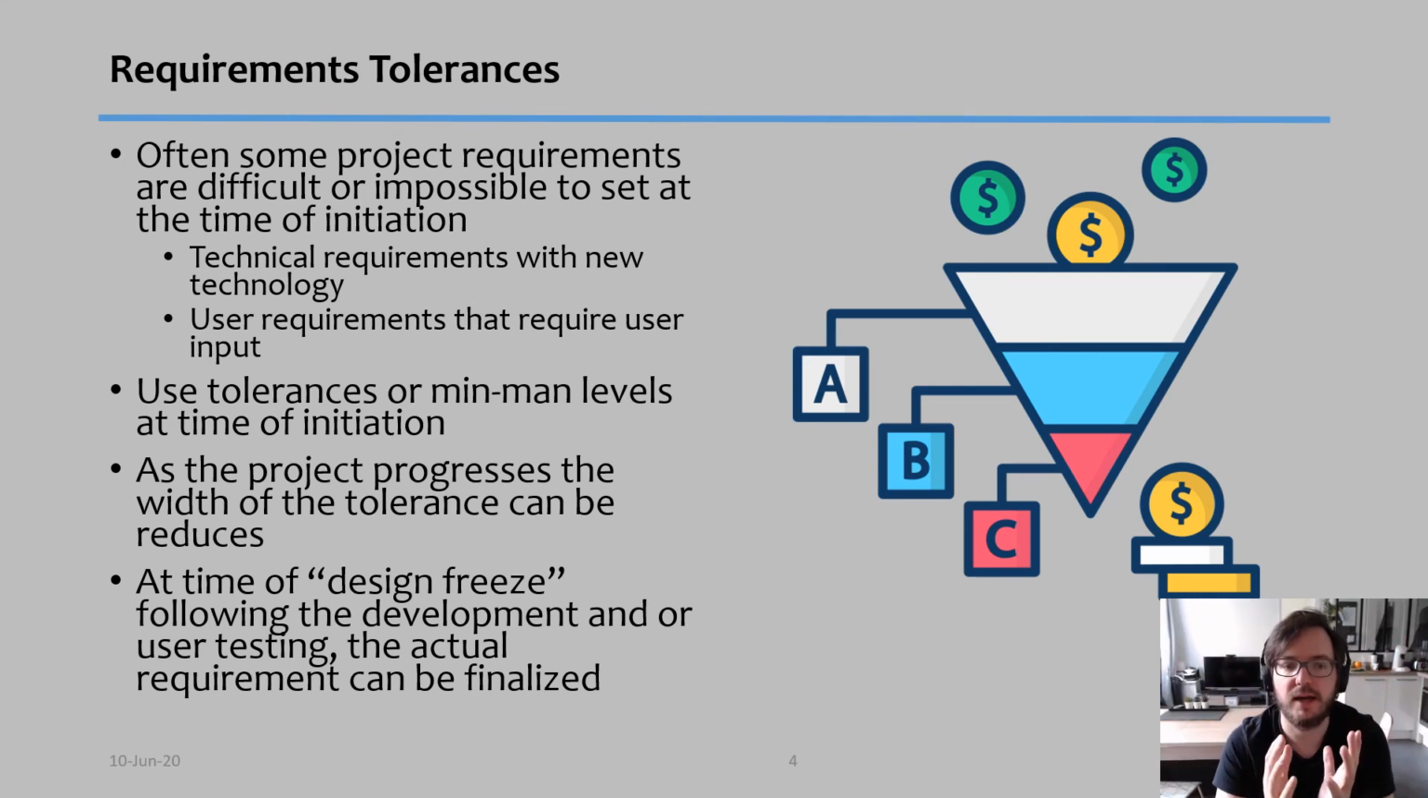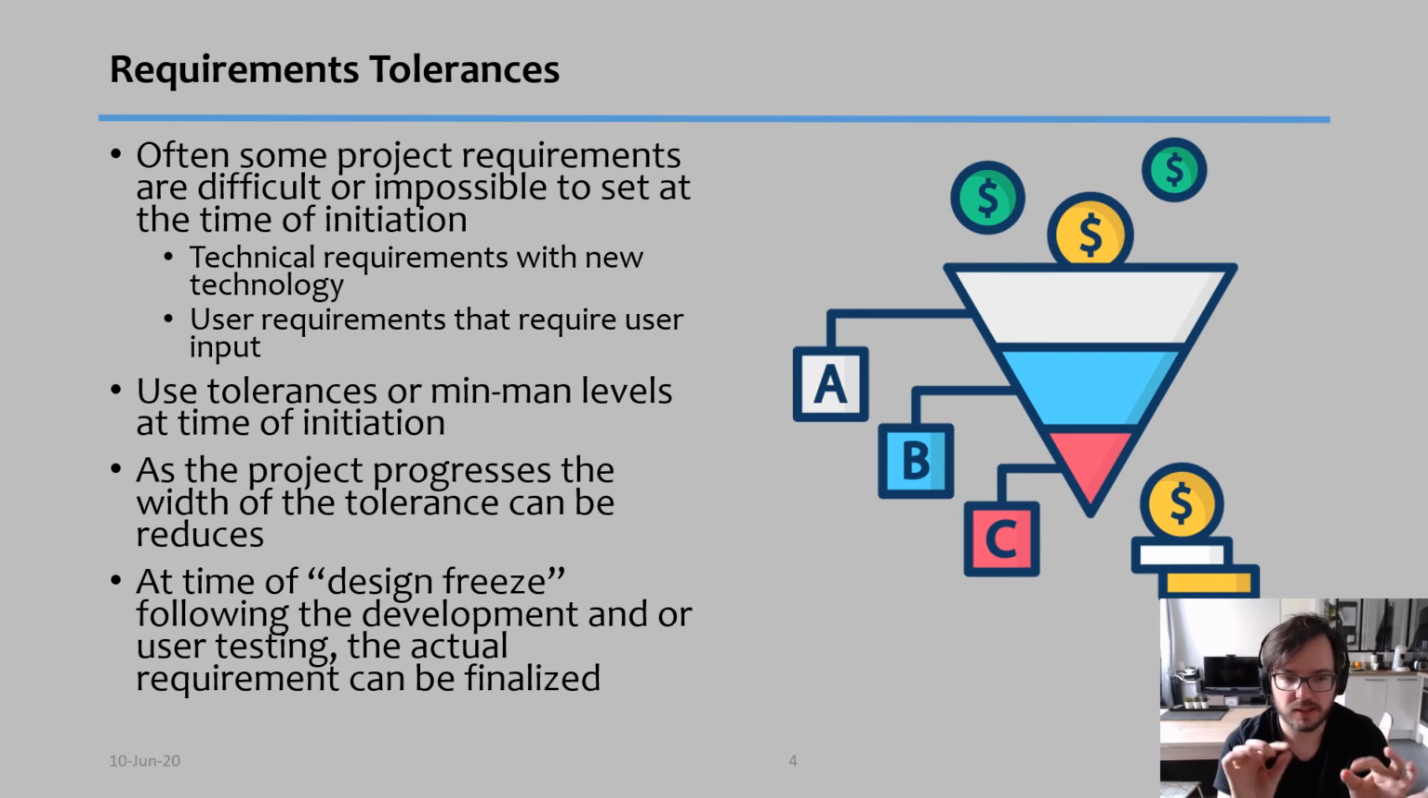And what you're doing is exactly that. You're narrowing it down. I'm giving the example of an event because it's easy to understand, but it might have to do with technical requirements, it might have to do with what the user tells you that they want. And you need to use these tolerances. We also call them min-max levels at the time of initiation to really put a little bit of barrier so that you don't waste time doing things that later on would not be necessary, or to at least be as effective as possible. So as the project progresses, then this band will decrease.